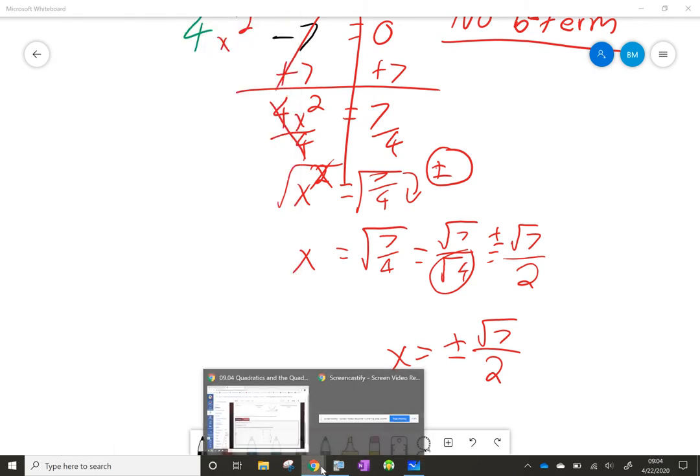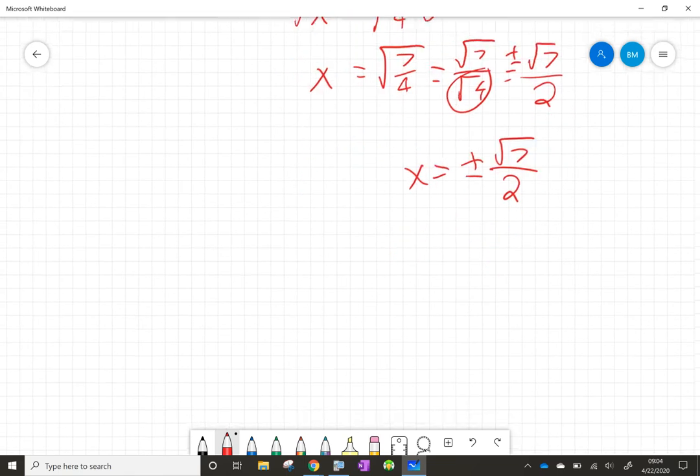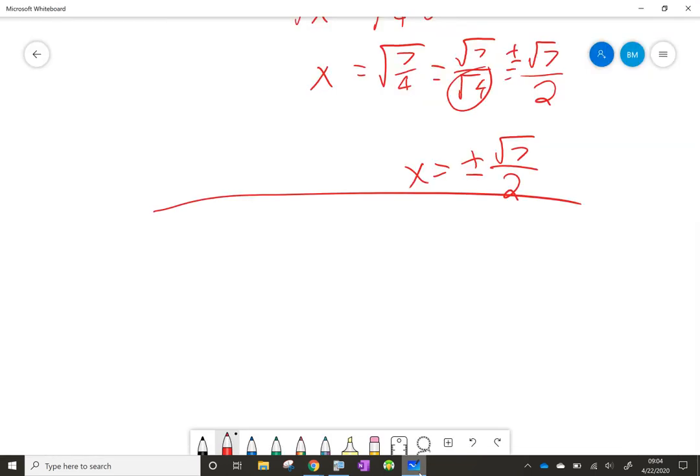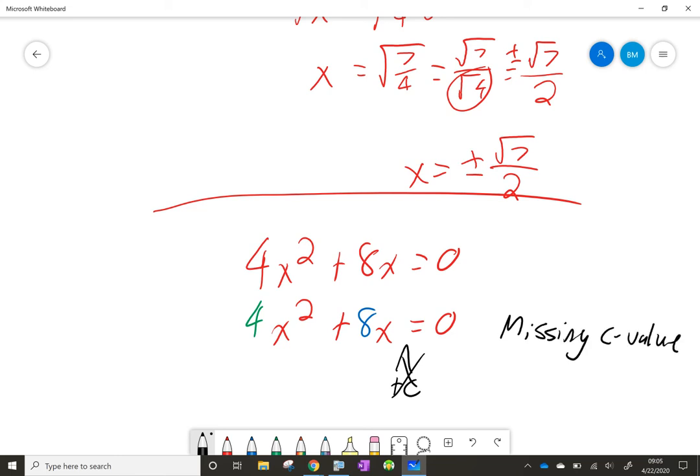All right. If you're missing the other part, let's say you're missing the c term. So look at this one, right? ax squared plus bx equals 0. So this example, they have 4x squared plus 8x equals 0. So in this case, you'll notice that they're missing the c value. Okay, so if you're missing the c value, again, you don't need to use the quadratic formula. Here's a better way of solving it.